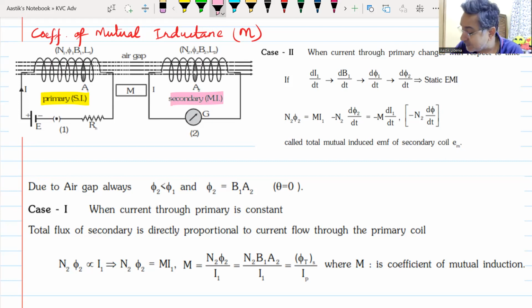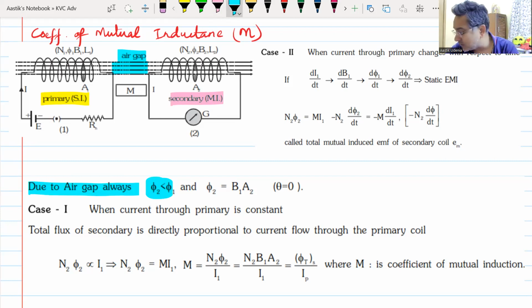These two coils are separated by some distance. That distance is known as the air gap. Do we understand this? Yes. Because of this air gap, the flux in the second coil is always less than the flux in the first coil. Do we understand that? Because some flux is always lost. Do we understand this? Yes, sir.